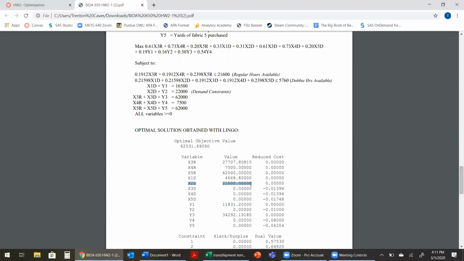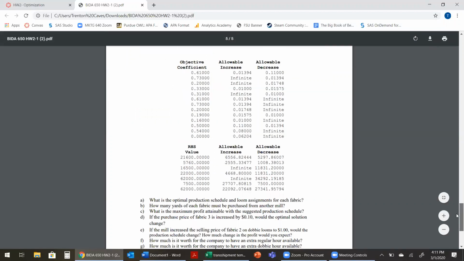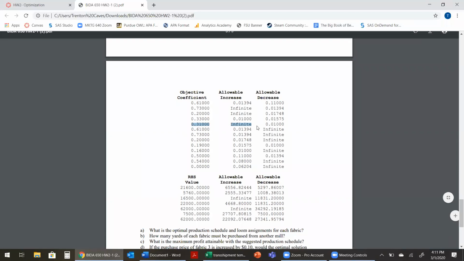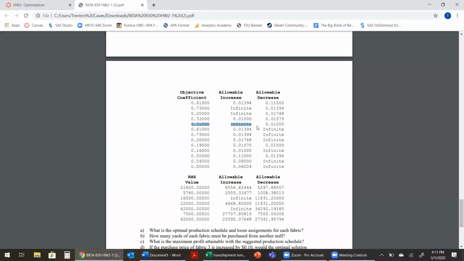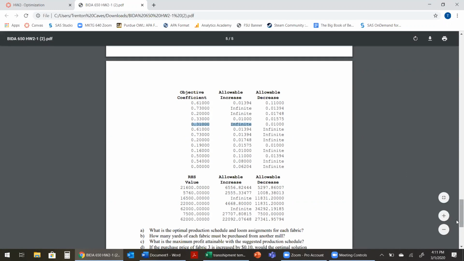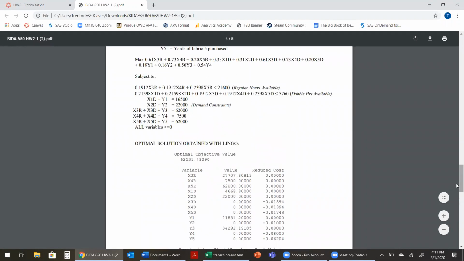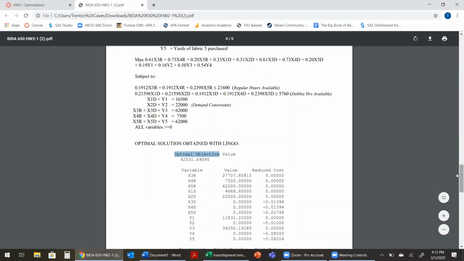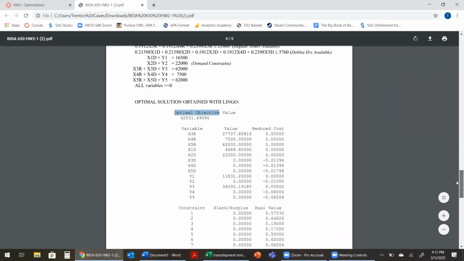So because we fell within the range of feasibility for our objective coefficient, our production schedule stays the same. So we're still producing 22,000 units, but our objective value, our total profit, is going to increase by 14 cents per unit produced. So our total profit's going to increase by $3,080.